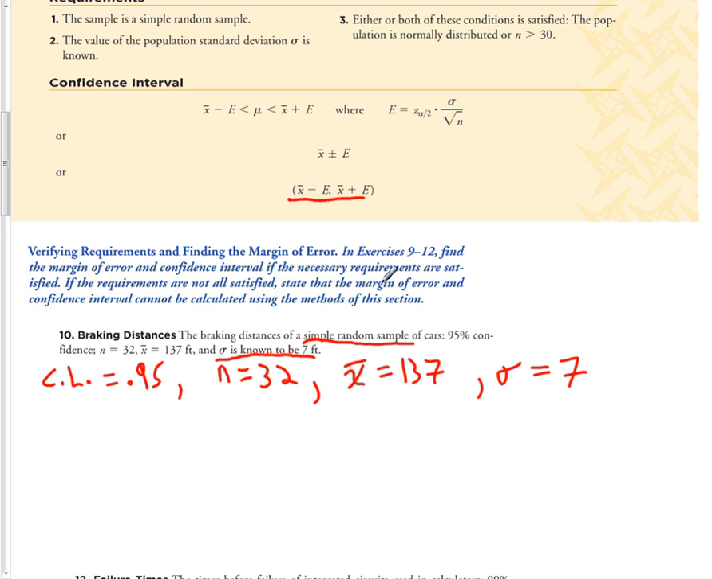And requirement 3, either or both of these conditions is satisfied. Either the population is normally distributed. Well, I don't see anything here that says the population is normally distributed, but let's see the other condition. Or n is greater than 30. Well, here's my sample size n, and n is 32, which is a larger number than 30. We don't actually have to meet both of these conditions. We only have to satisfy one. That's why it says either or both. So we've met the requirements. All three of the requirements are met because n is greater than 30. The population standard deviation is known to be 7, and this is a simple random sample.